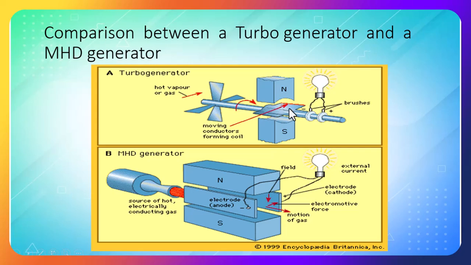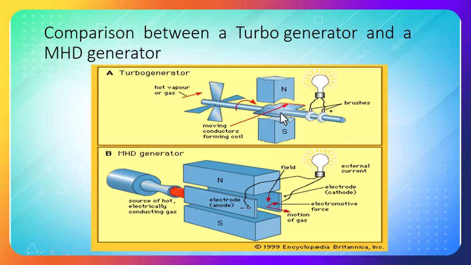This conductor has to move. So to move this conductor, we will add a structure like this. We call it a turbine. When hot gas or steam is passing over this, it starts to rotate. When this is rotating, you get a rotating conductor.